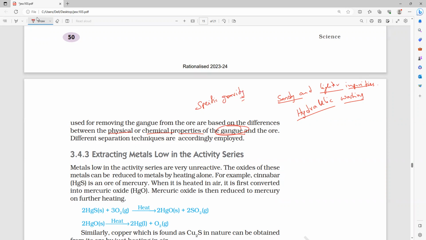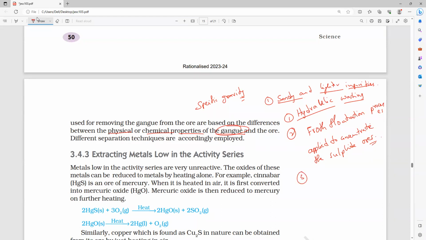You will study that later. The second one is froth flotation process. This was process number 1, and the second process is froth flotation. We use it to concentrate the sulfide ores, particularly applied to the enrichment of sulfide ores alone. For sulfide ores, to increase the concentration, we will use this froth flotation method.